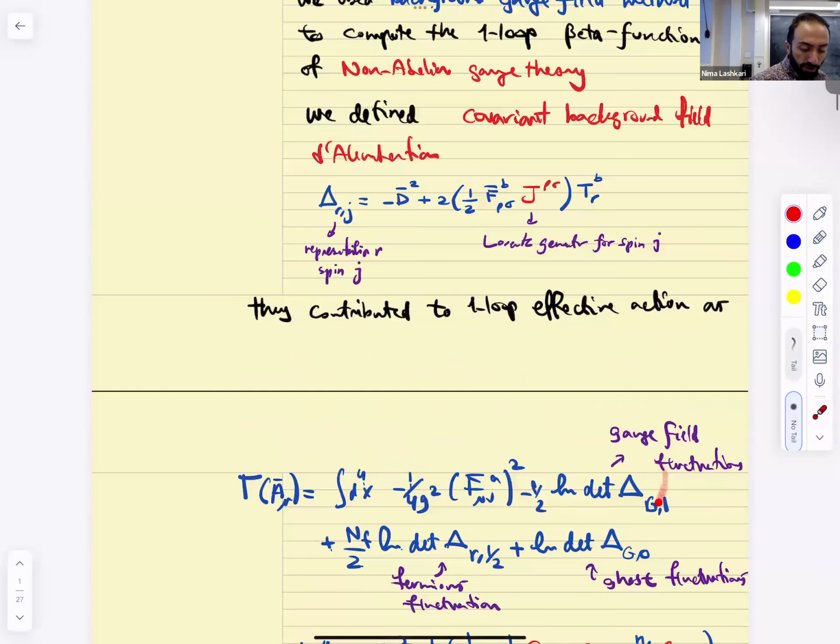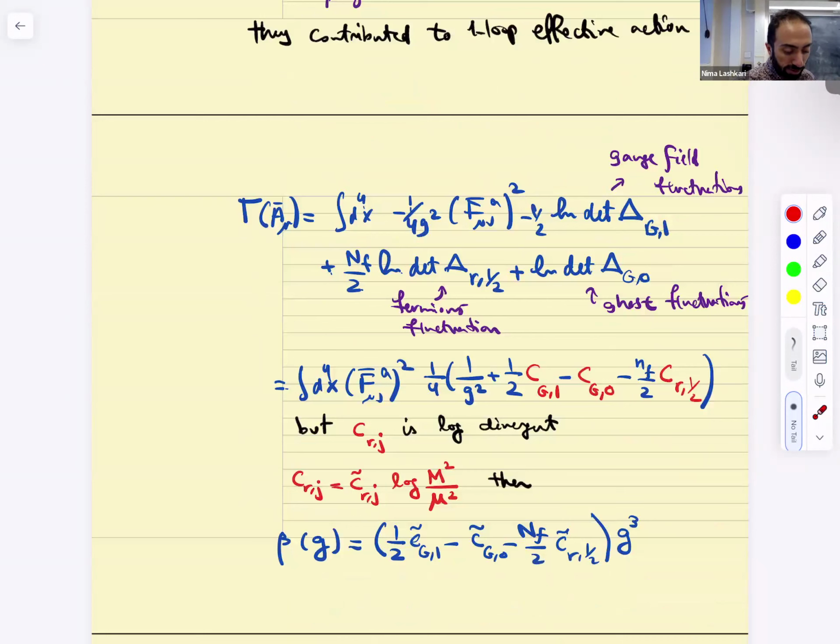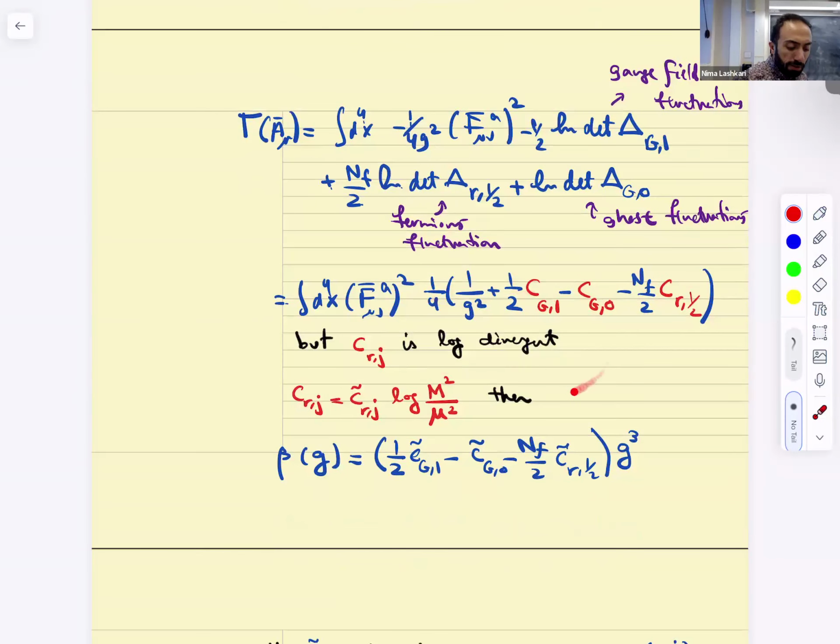are differential operators as a function of the background gauge field, so you can expand them in the background field strength. And to the lowest order, the coefficient is precisely like the kinetic term, the background gauge field action. So the first term will give you the quarter 1/g². This is the contribution coming from this log determinant, this contribution coming from this log determinant, and this one from this log determinant. Sorry, this is this, this is this. And my N_F should be capital. All right. But now these are log divergent.